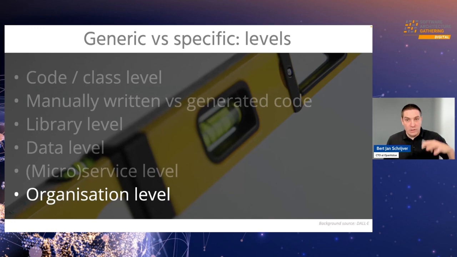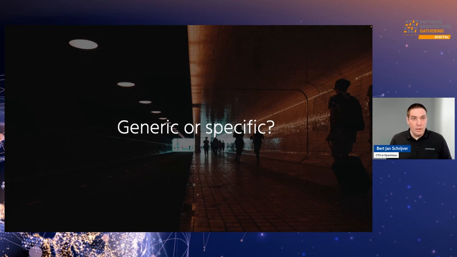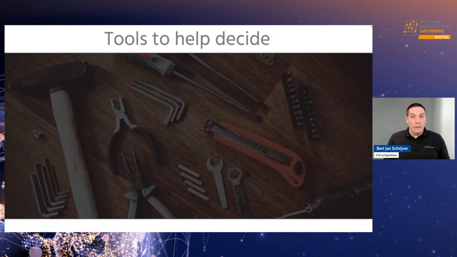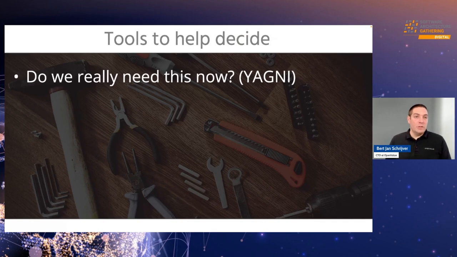So the questions that we're going to answer right now live on all of these levels. So how do you decide whether to go for a generic or a specific solution? I'll give you some tools to help you decide. So the first question you ask is, do we really need this now? Or you ain't gonna need it yet.